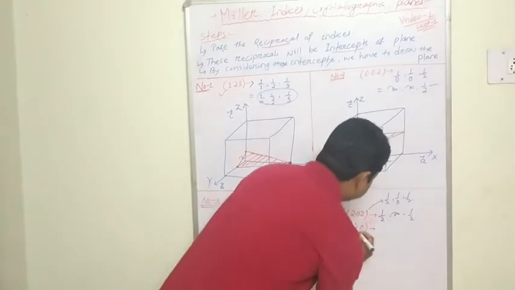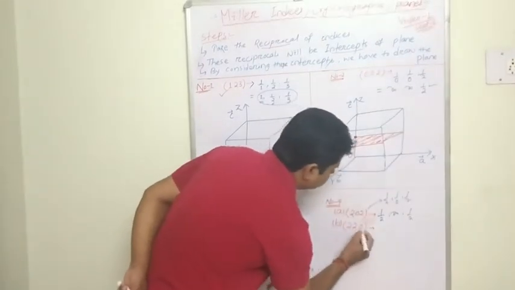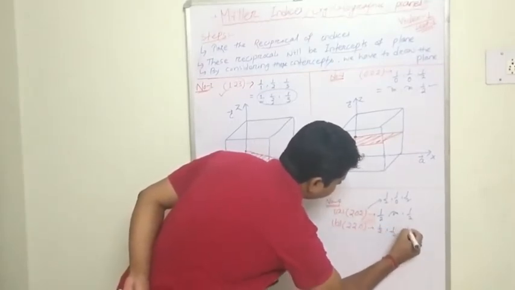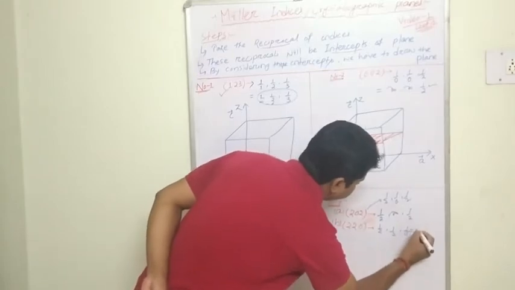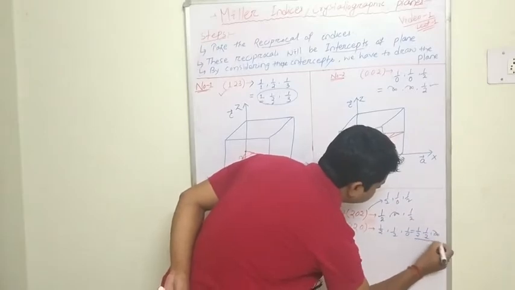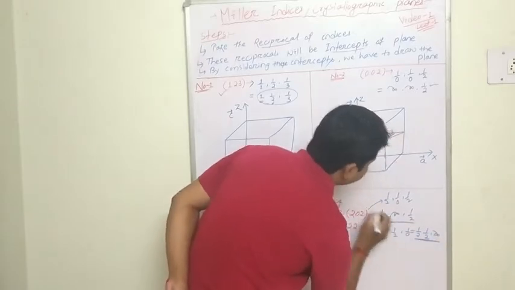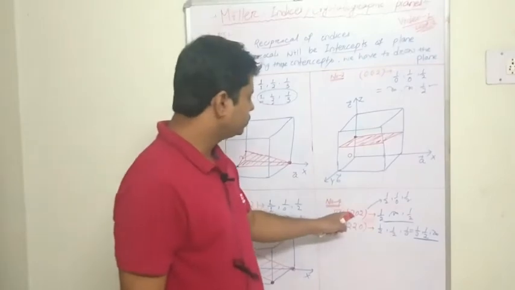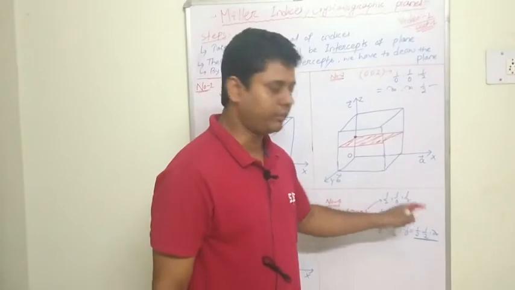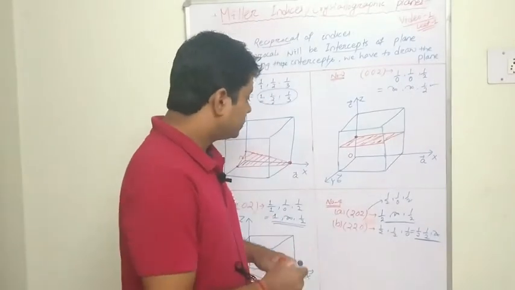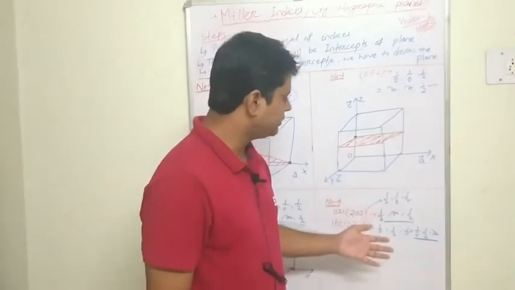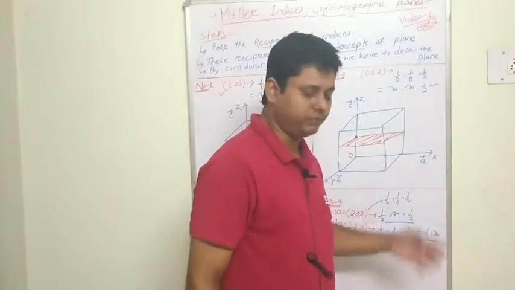Similarly, if we take the reciprocal of these indices, it will be 1 by 2, 1 by 2 and 1 by 0, that is 1 by 2, 1 by 2, infinite. So for the plane 2, 0, 2, the intercepts are 1 by 2, infinite, 1 by 2. And for the Miller indices 2, 2, 0, the intercepts are 1 by 2, 1 by 2 and infinite.